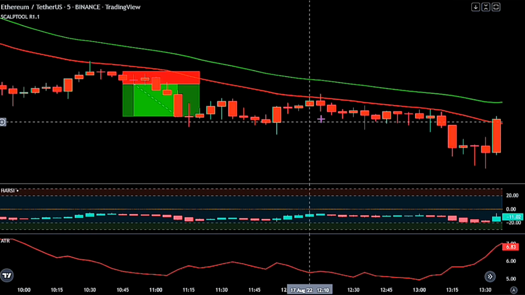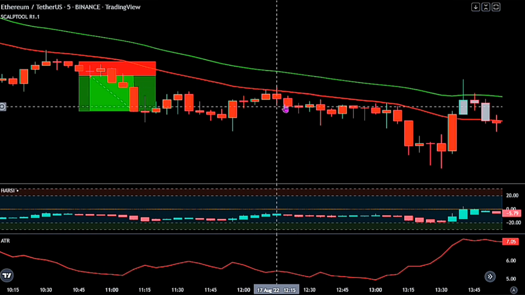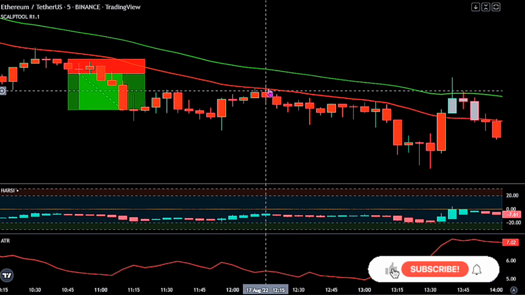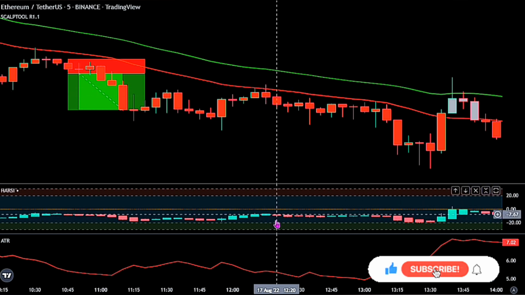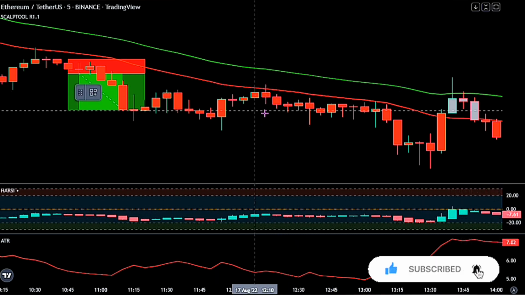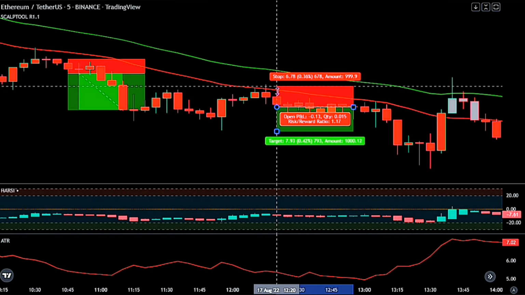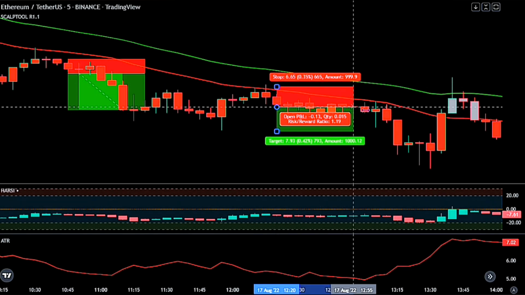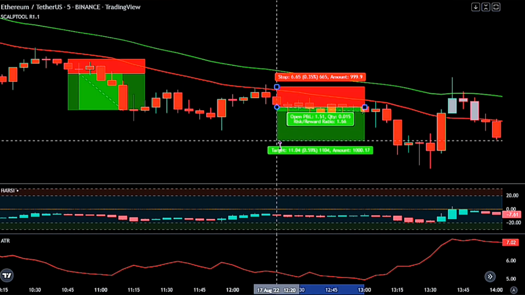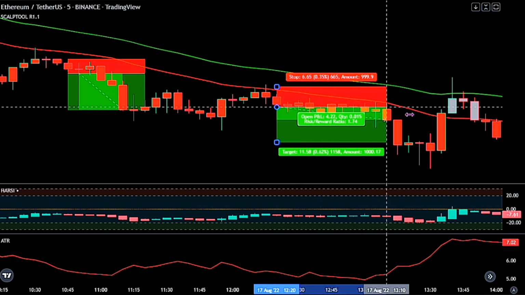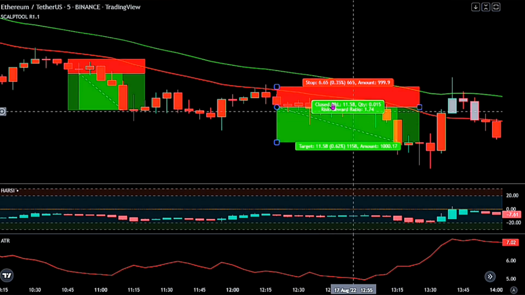If you move a bit further, we will notice that another opportunity was present here, as price did pull back towards the moving average, and our red Heikin Ashi candlestick was at this point, so we would go ahead and place a sell order. And we see it was a success.